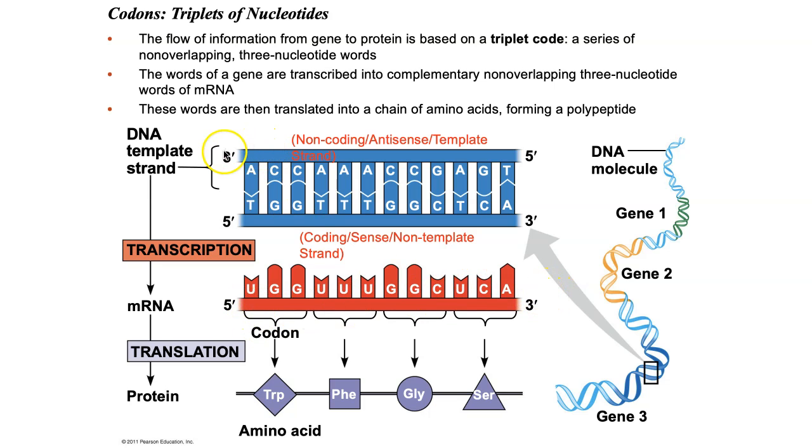This makes sense, right? These two are complementary. So as we're reading this end, the 3' end, we're building this 5' end. As we keep moving from 3' to 5', we're building from 5' to 3'. So the 5' end of the transcript is the front, it's the head, and the 3' end of the RNA transcript is the tail. And we'll see that again.